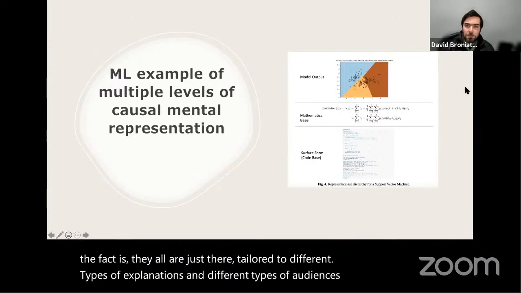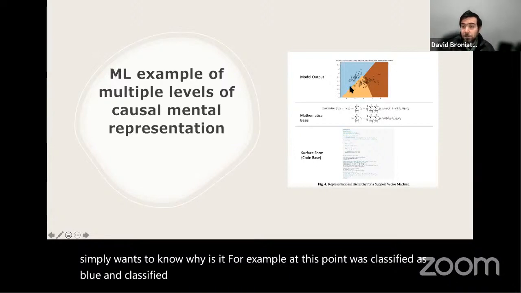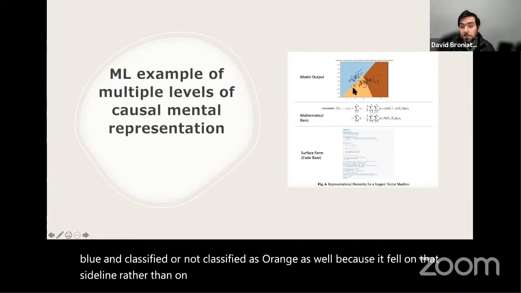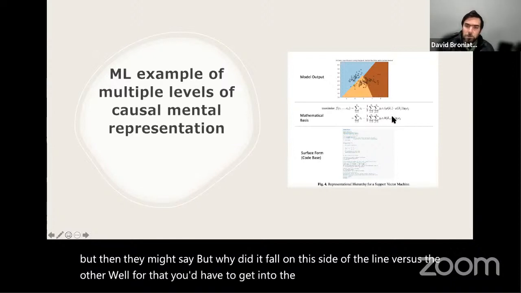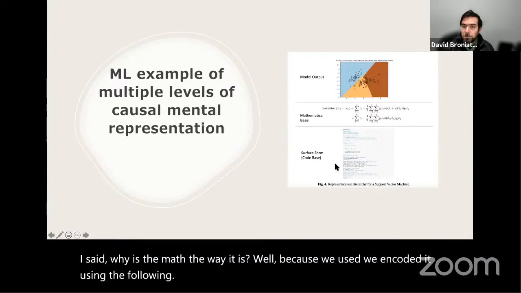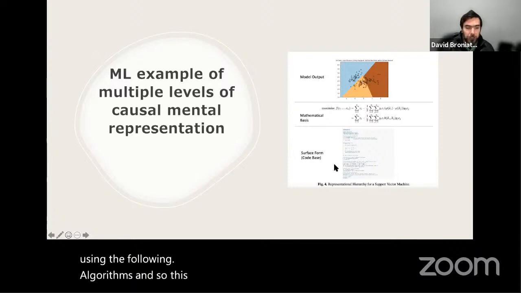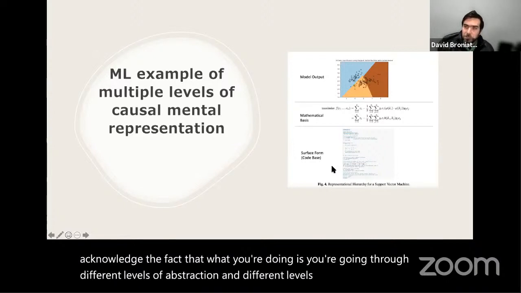For somebody who simply wants to know, why is it, for example, that this point was classified as blue and not classified as orange? Well, because it fell on that side of the line rather than on that side of the line. That's one simple explanation. But then they might say, but why did it fall on this side of the line versus the other? Well, for that, you'd have to get into the math. I'll say, well, why is the math the way it is? Well, because we encoded it using the following algorithms. And so this question of constantly asking why has to acknowledge the fact that what you're doing is you're going through different levels of abstraction and different levels of causal mental representation.